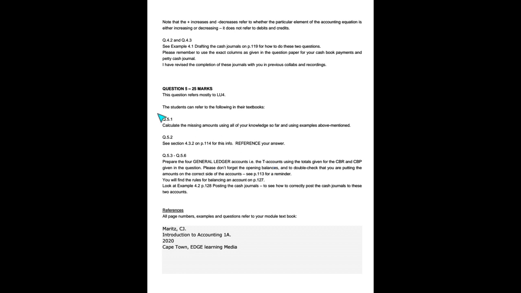And then they want you to use those totals that they've given you at the top of question 5 for the two cash books to complete these four accounts. Because remember, at the end of a month, when we've totaled all of our journals, we then post those totals into our general ledger accounts. So that's what they want you to do.